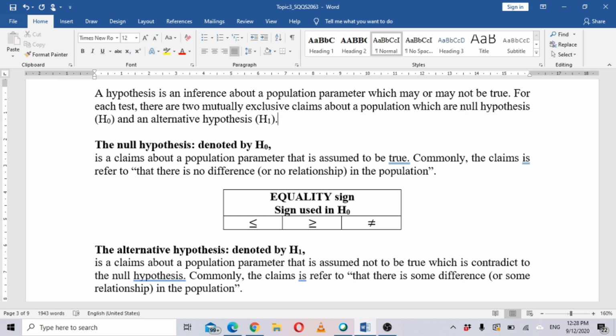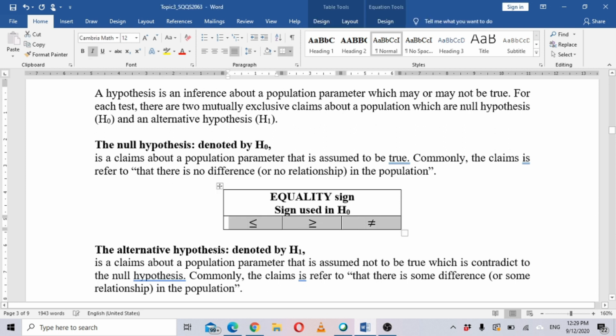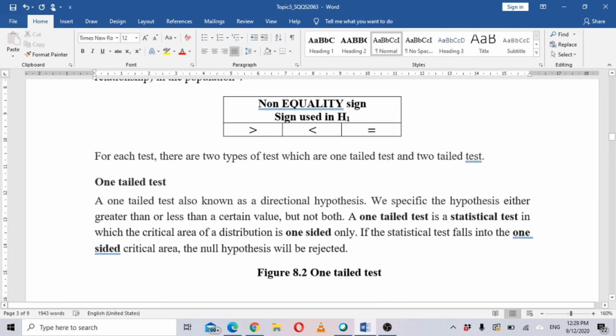Look at the sign used in H0. That is less than or equal to, greater than or equal to, or equal to. So these are the equality signs. Then the non-equality signs are used in H1: greater than, less than, or not equal. For each test, there are 2 types of tests, which are the one-tail and two-tail test. This is another thing that you must understand. So what is a one-tail test?